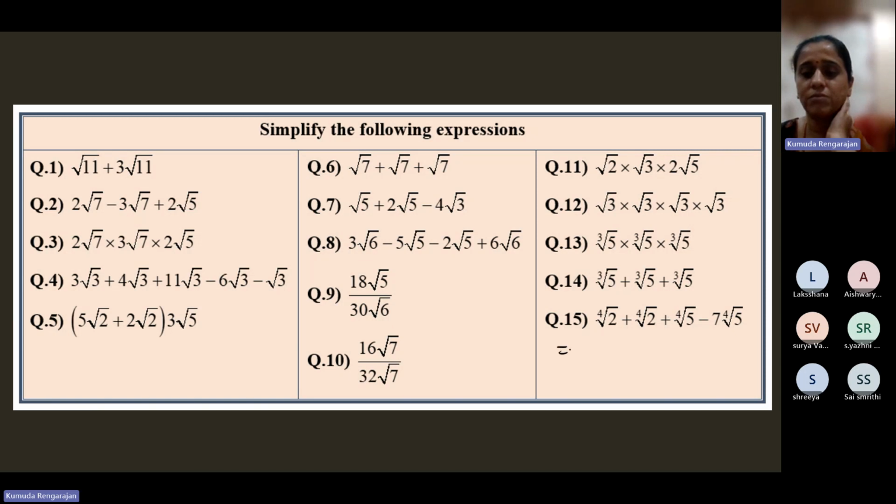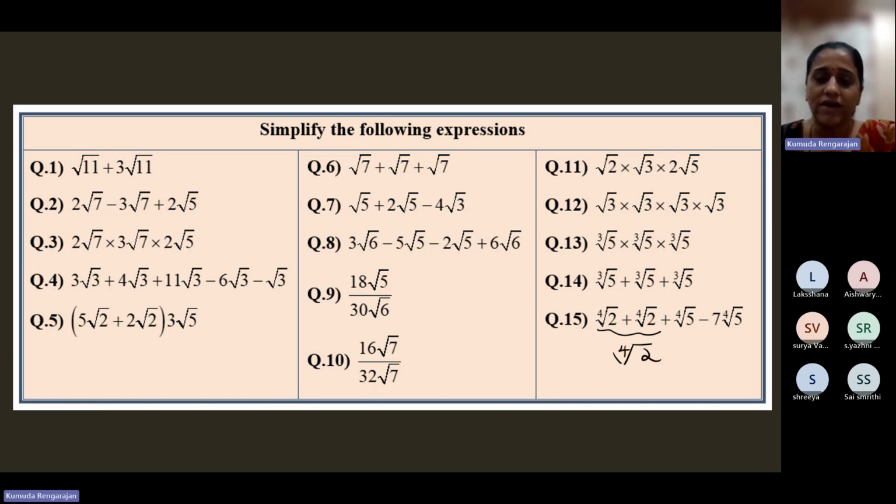Yeah, and the 15th one, 4th root of 2 plus 4th root of 2. This is 4th root of 5. See, the terms are connected by a plus or minus sign. So they have to be like surds. In order to add or subtract, they have to be like surds. That means they must have the same irrational factor. So 4th root of 2, 4th root of 2, same irrational factor. So it is 1 4th root of 2 plus 1 4th root of 2. So it is 2 4th root of 2. 4th root of 2 as it is.